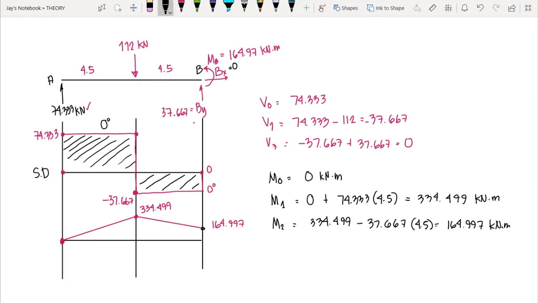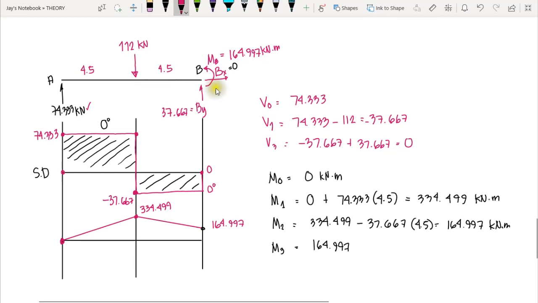Now our final moment, let's say our M3. We begin at 164.997. Take note, we have an internal moment at that point, 164.997, and the direction of this moment is counterclockwise. According to our sign convention, if the moment is counterclockwise, that means we have a negative moment, but if the moment is rotating clockwise, that means we have a positive moment. Since we know that this one is an internal moment, but in creating the moment diagram, this should serve as the external moment. For the entire frame, this is an internal moment, but for this member only, this serves as the external moment.